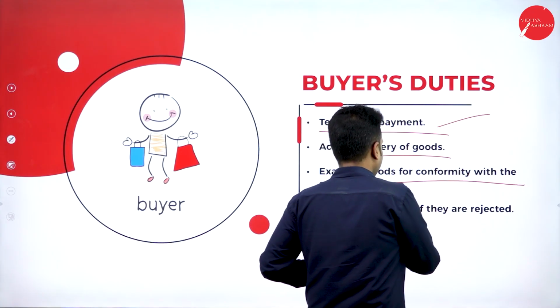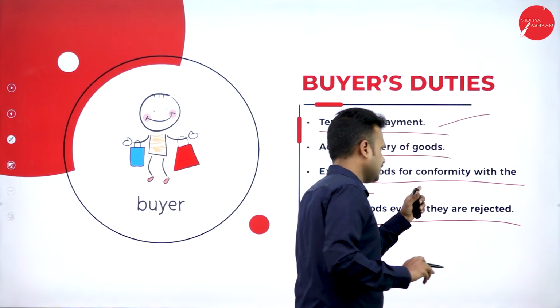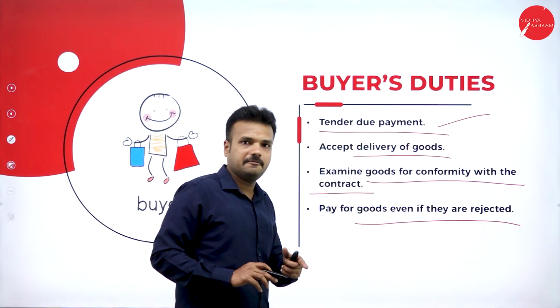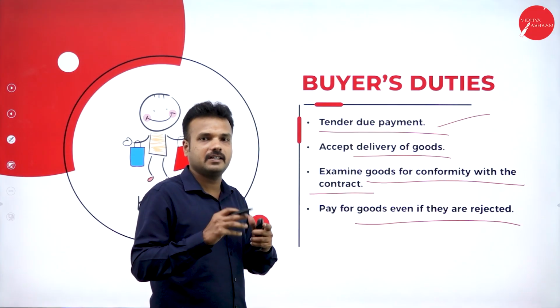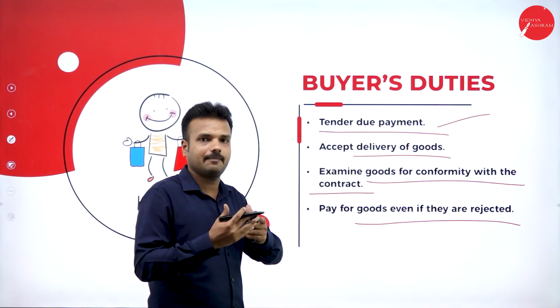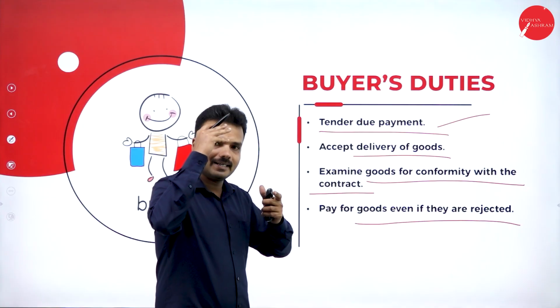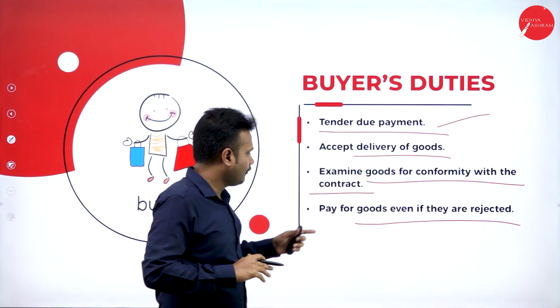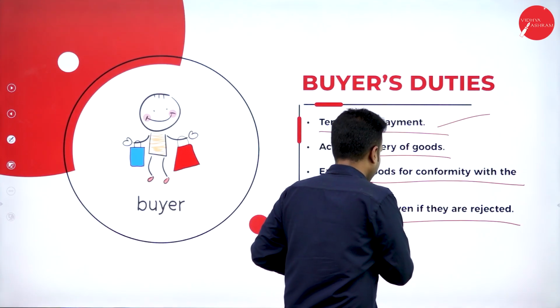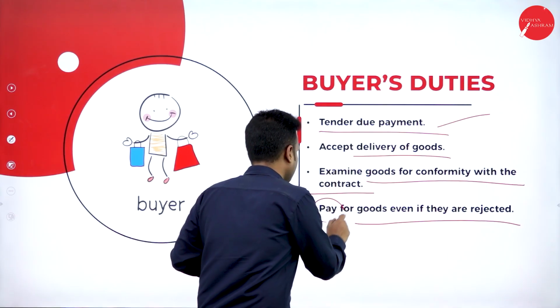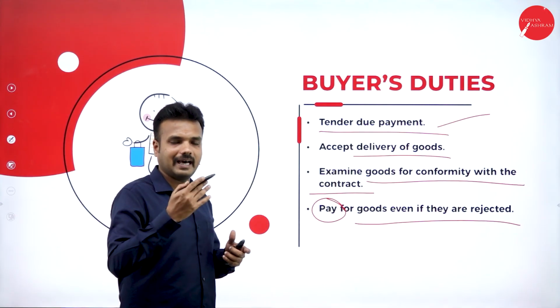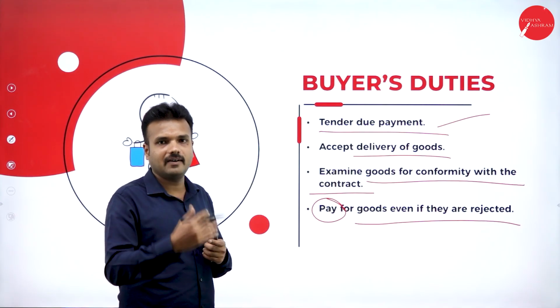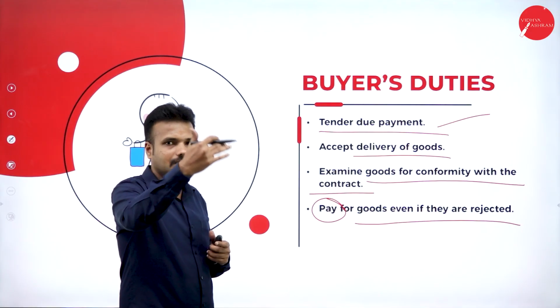Pay for goods even if they have been rejected. So, as I gave you the example, if the product is defective, if there is any problem with the particular product or a wrong product was delivered, what happens? Firstly, we are going to pay the money. We are supposed to pay the money and collect the good, and also we have a complete right to send back the good to the seller.